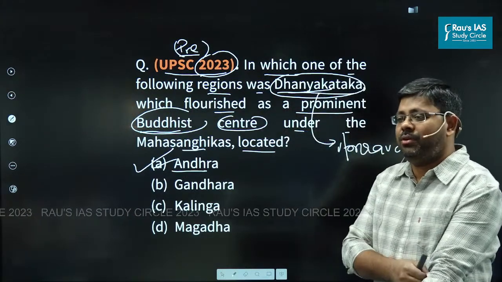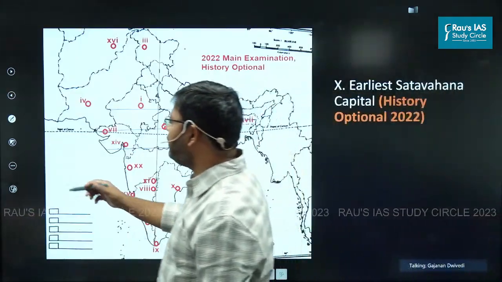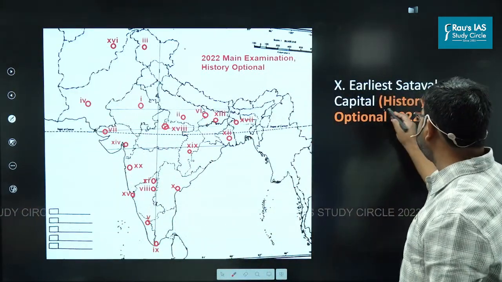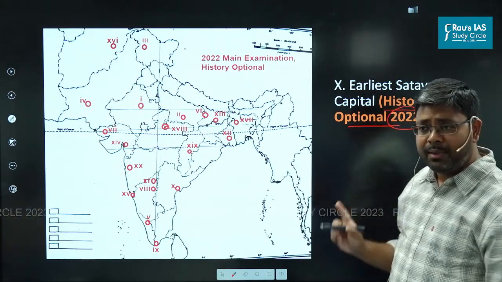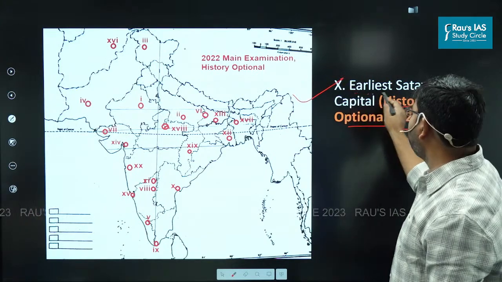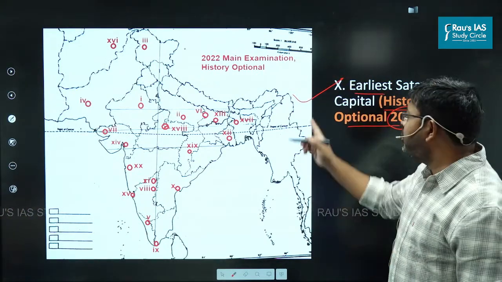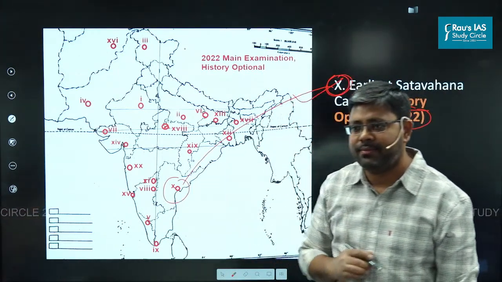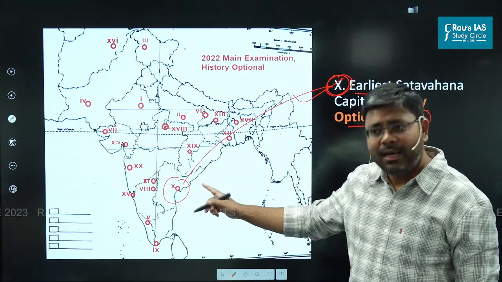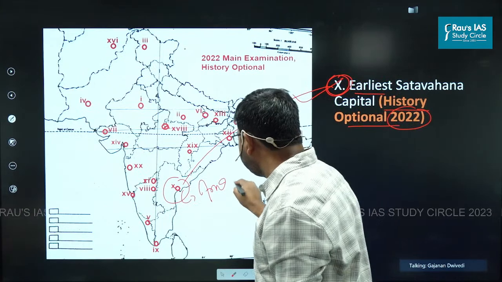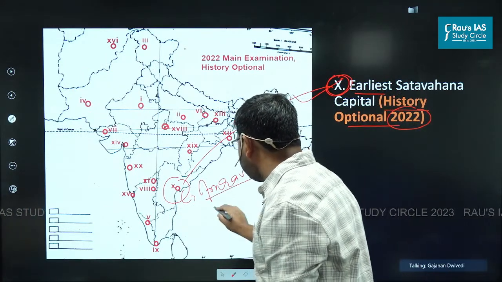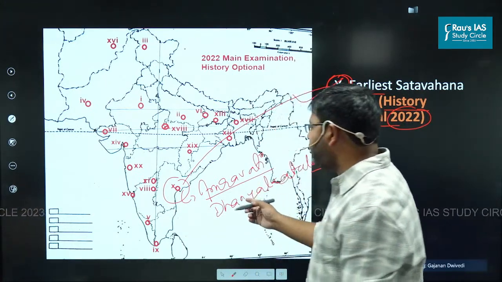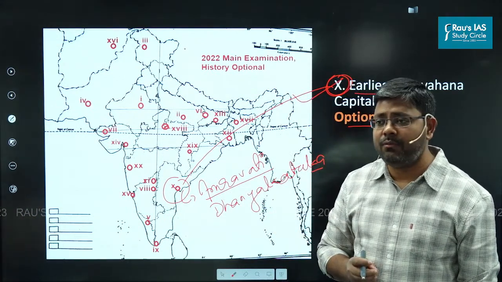Now see a question of history optional. This is a question from history optional mains 2022, a map question. What did they ask? The earliest Satavahana capital. You had to align this with the 10th place. Where is the 10th place? This is the 10th place. Now this is the Andhra region, and this 10th place is basically Amaravati. Just now we discussed, it was also called Dhanya Katak. And don't you think that it was a famous Buddhist center that flourished in the times of the Satavahanas?